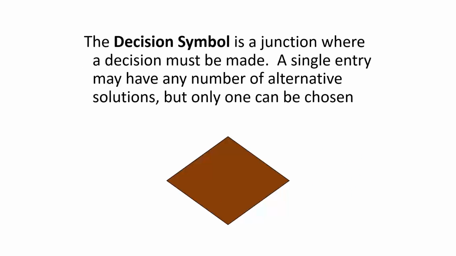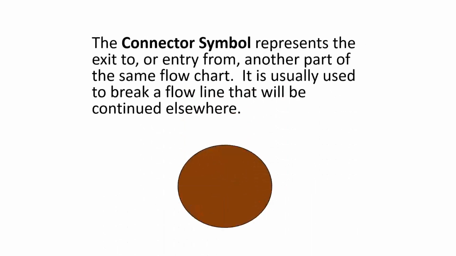The decision symbol is a junction where a decision must be made. A single entry may have any number of alternative solutions, but only one can be chosen. The connector symbol represents the exit to or entry from another part of the same flowchart. It is usually used to break a flow line that will be continued elsewhere.